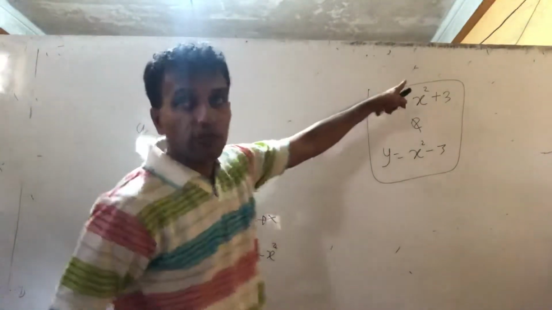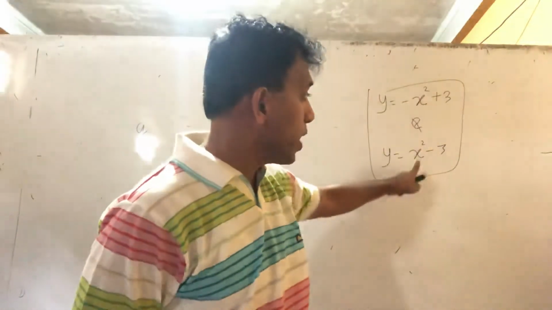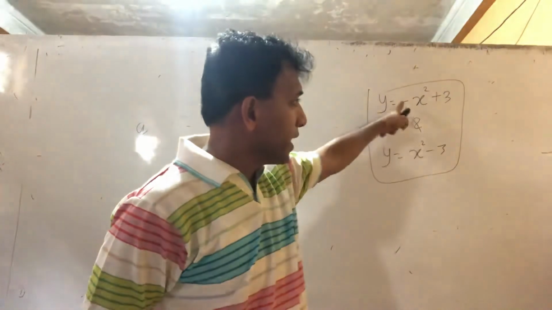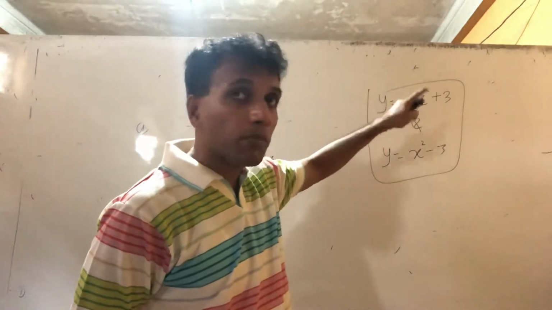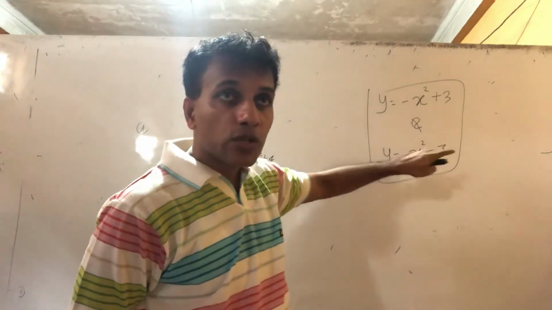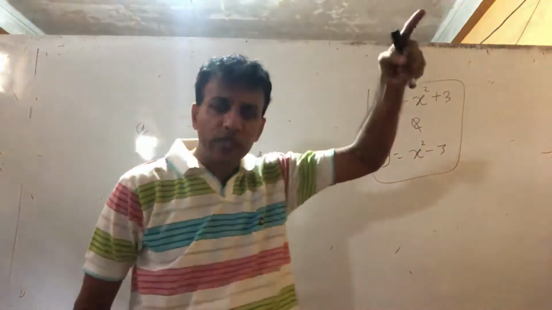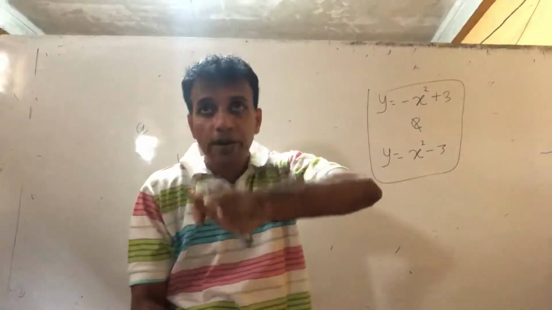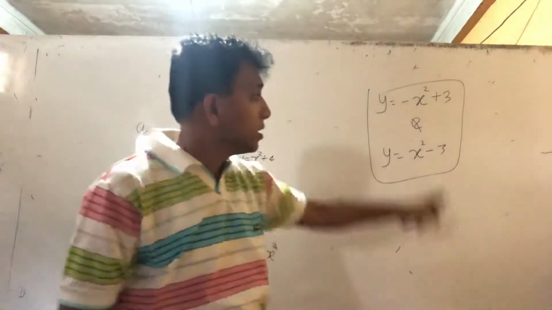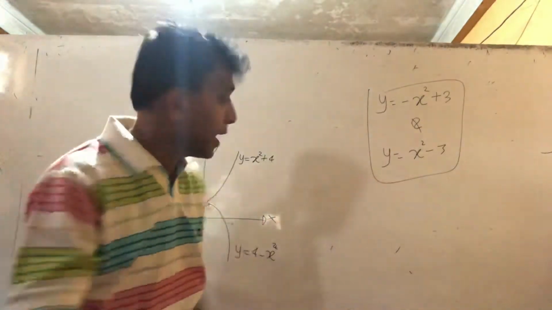How is the first graph? Maximum graph. This one is minimum. Here minus x squared, here plus x squared. Here plus 3, here minus 3. So, as I said in one of my previous videos, if I turn it completely by 180 degrees, this graph comes. I think. See that?